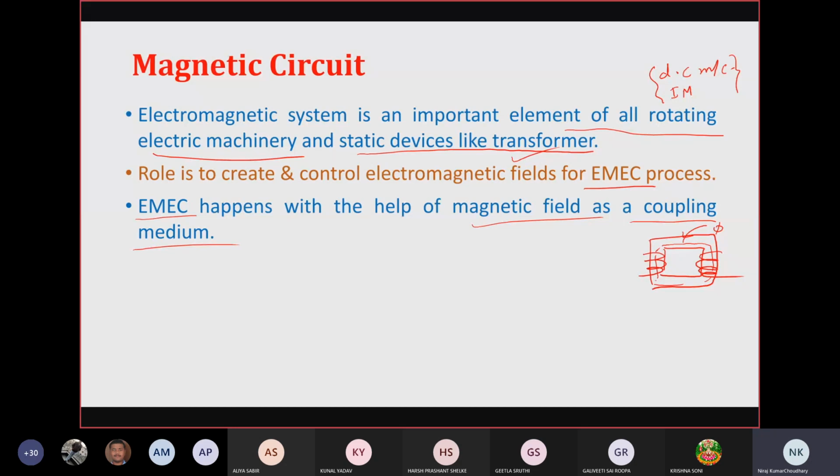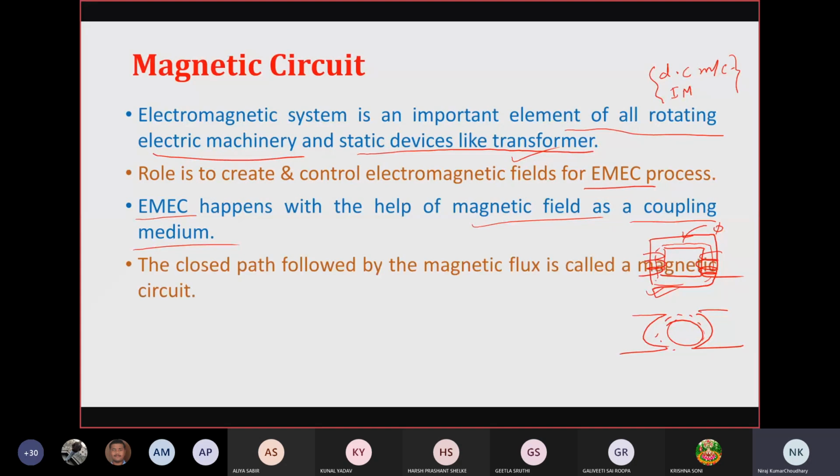So this is basically an example of a transformer. But if we are talking about the electromechanical energy conversion principle, then for example you can consider one DC machine where we have air as the medium between the stator and the rotor part, right? So there must be some magnetic field in the particular medium of the magnetic circuit. The closed path, this is the definition of your magnetic circuit. We have already discussed that the closed path followed by the magnetic flux is called a magnetic circuit.